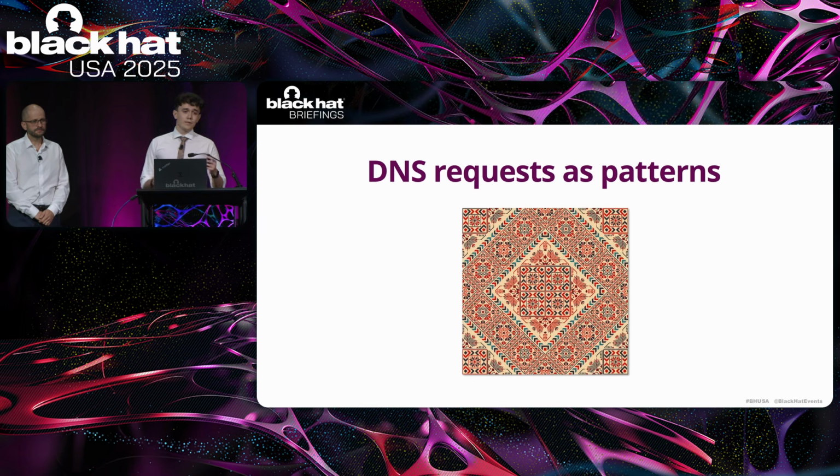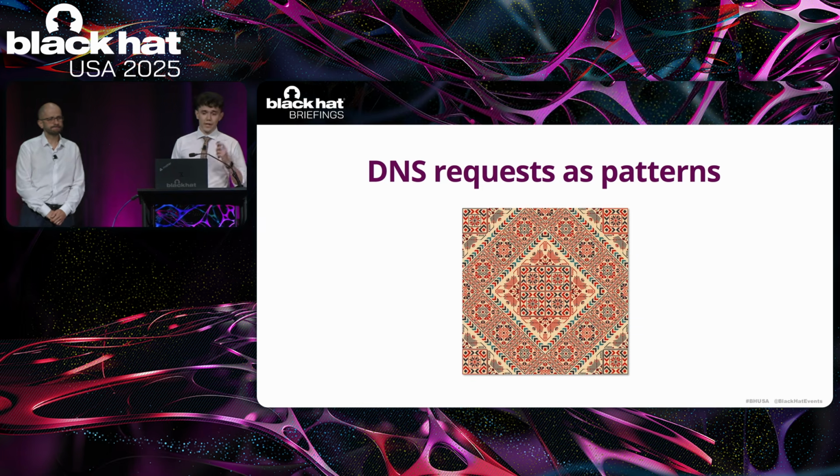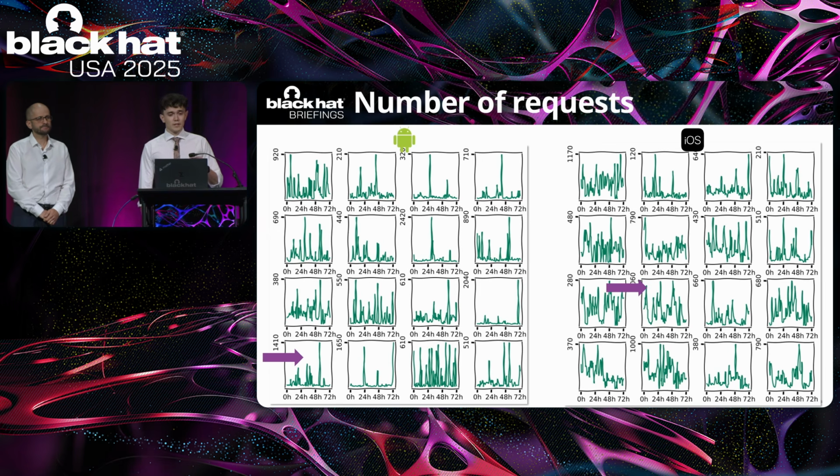We have seen the bird's eye view on the data. Now let's discover some of the DNS request patterns that can be used for tracking. Up front, if we project the number of requests over 72 hours, we end up with this visualization. We have a selection of 16 Android and 16 iOS devices. For both Android and iOS, we can see that in many cases, maybe not visible to the naked eye, devices perform a repetitive number of requests.